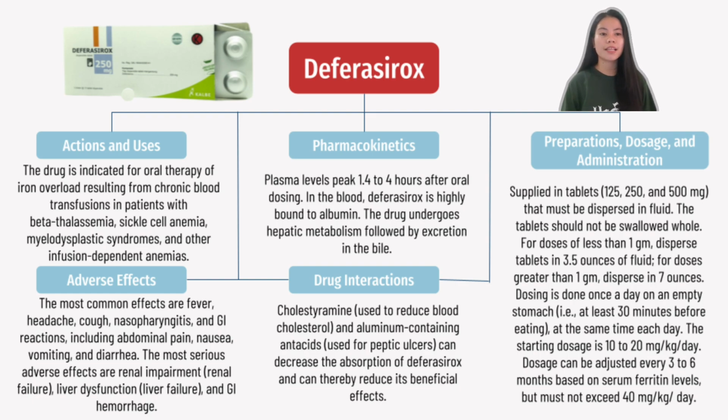Pharmacokinetics. Plasma levels peak 1.4 to 4 hours after oral dosing. In the blood, Deferasirox is highly bound to albumin. Then the drug undergoes hepatic metabolism followed by excretion in the bile.